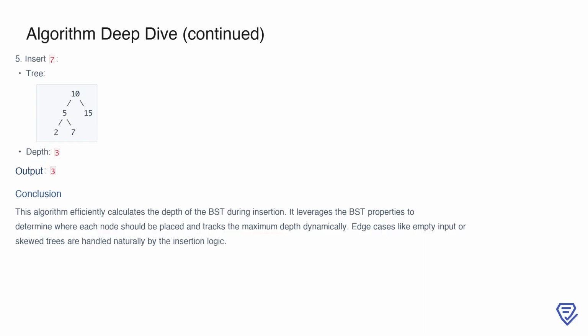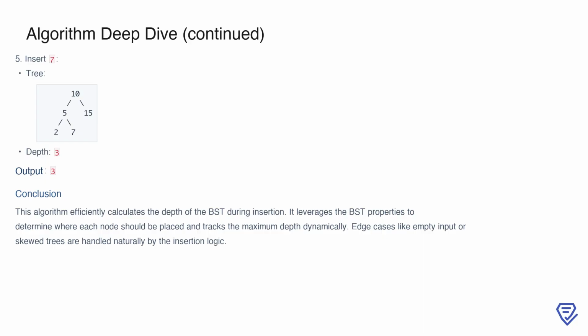The final tree structure is well balanced, with 10 as the root, 5 and 15 as its children, and both 2 and 7 as the children of 5. The algorithm outputs a maximum depth of 3, which represents the longest path from the root to a leaf.